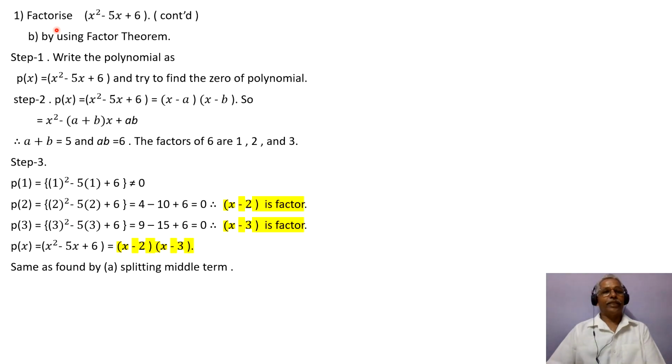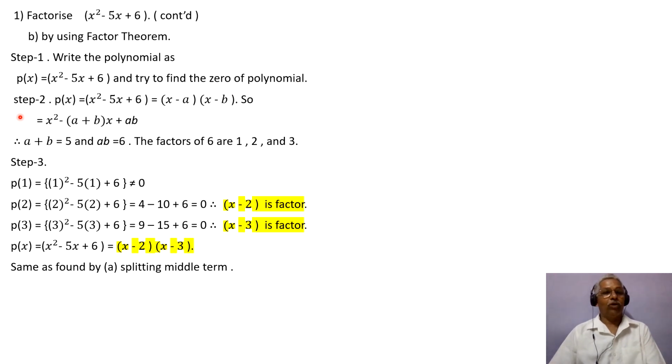So now the factorization continued. We are taking the same example, x square minus 5x plus 6, by using the factor theorem. So we are trying to learn what the factor theorem is. See these steps very clearly. Step 1: write the polynomial as p(x) equal to x square minus 5x plus 6. This could be p(x) or q(x) or r(x), like that. And try to find the zero of the polynomial.